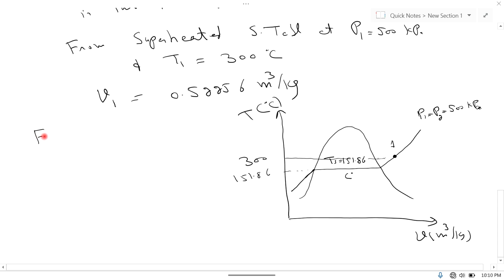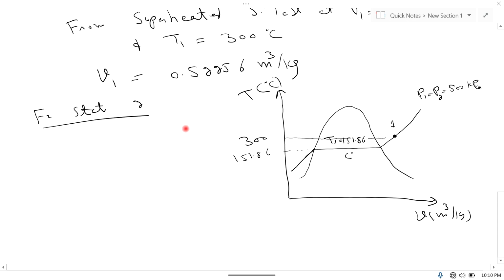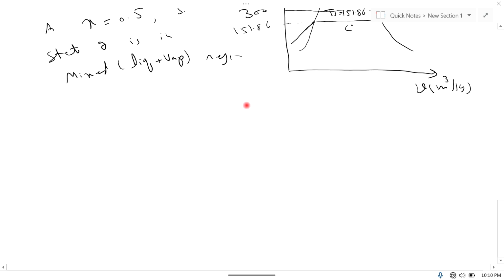Now for state 2, we check state 2. At state 2, x is given to us as 0.5. So state 2 is in the mixed region. Mixed region means liquid plus vapor region. So we will find V2.